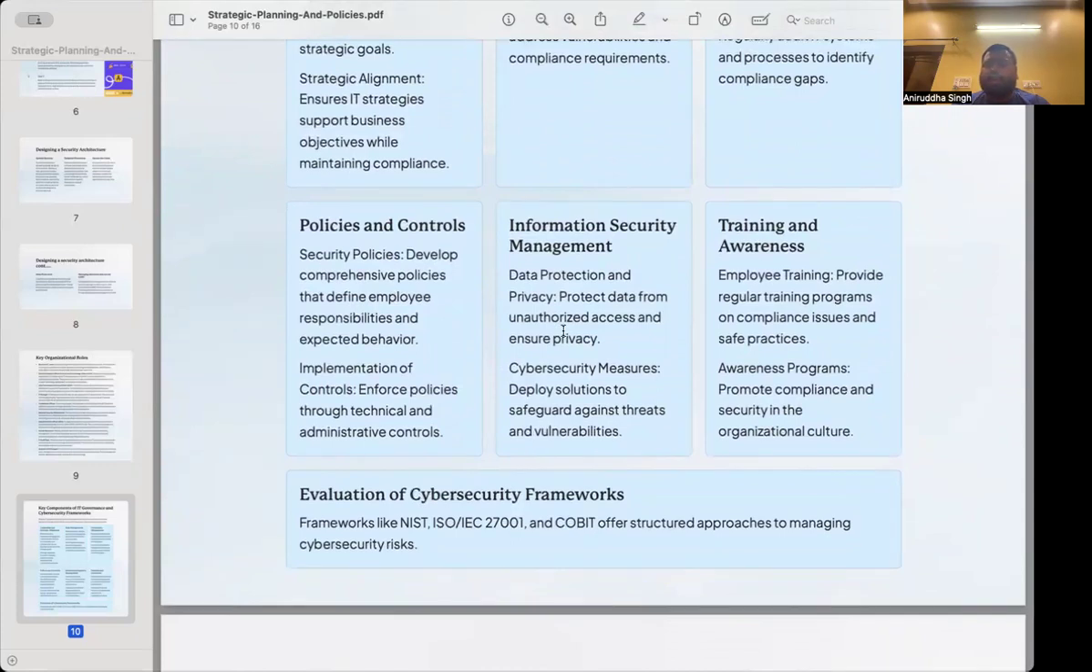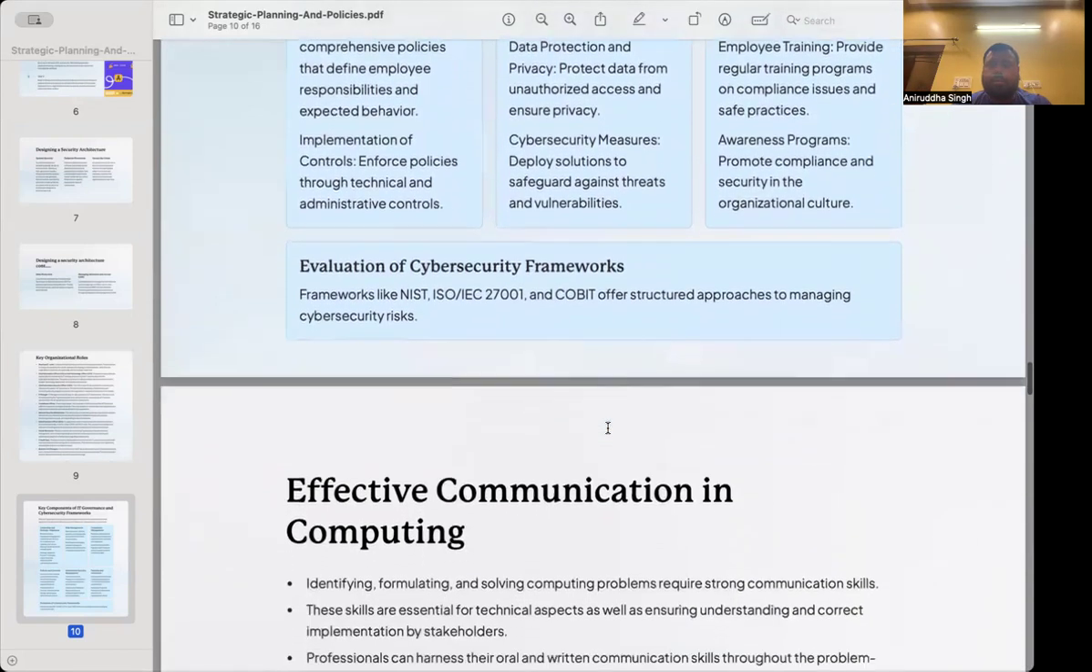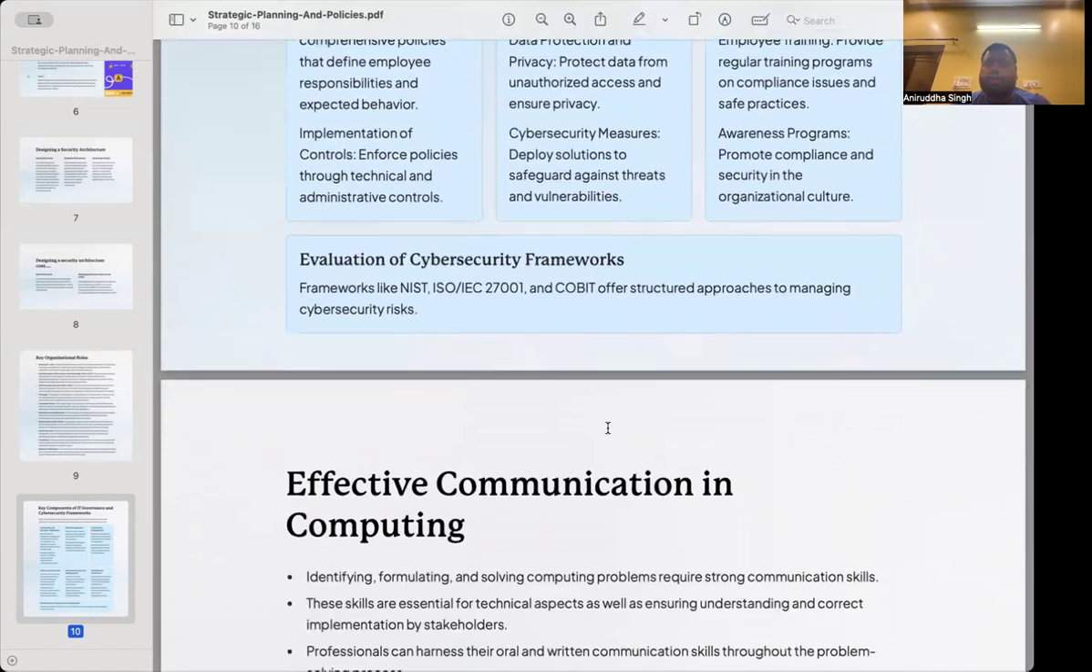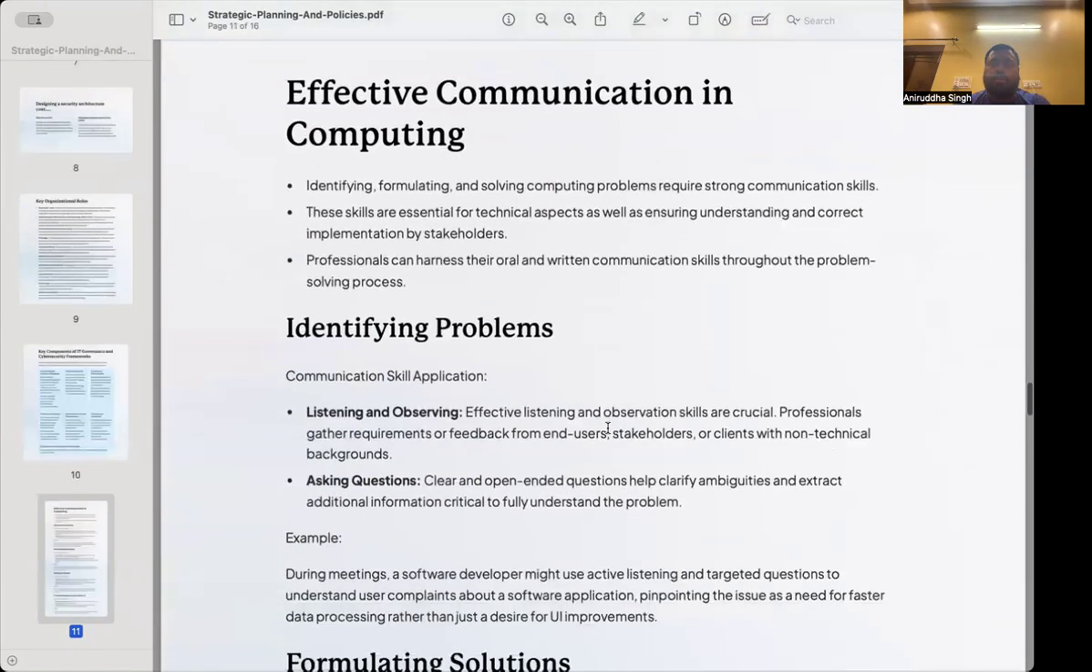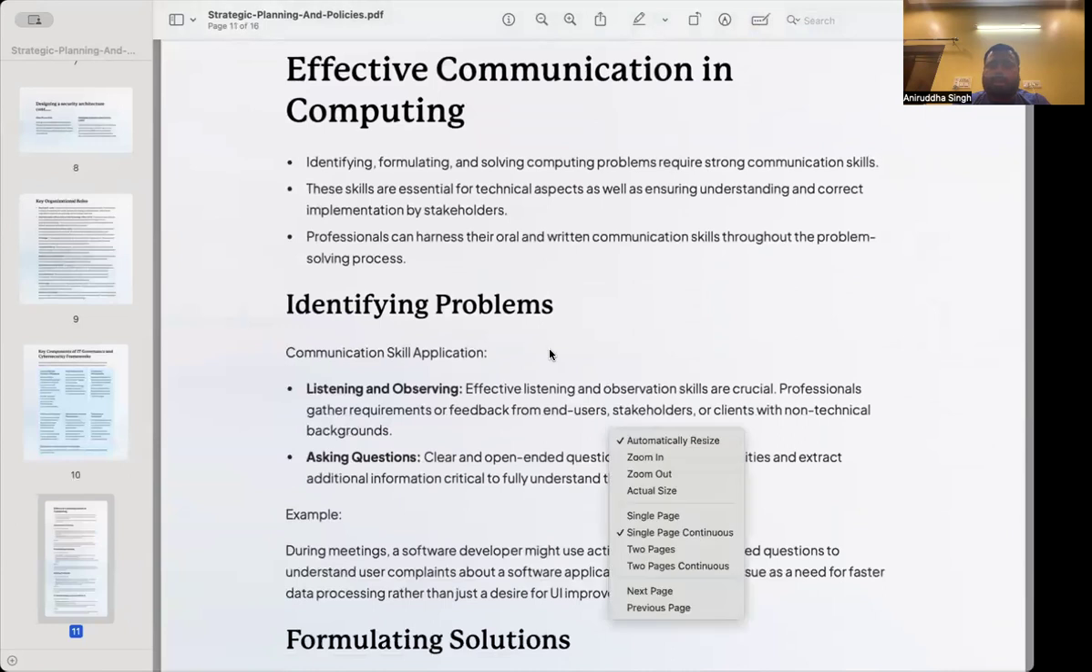Information security management is another key component. Protect data from unauthorized access to ensure privacy. Then we need to deploy solutions to safeguard against threats and vulnerabilities. Training and awareness: we need to conduct training programs on compliance issues and safe practices. There are certain frameworks like NIST, ISO/IEC, and COBIT, which are available as pre-built frameworks that we can use to manage cybersecurity risk. How can we use effective communication in computing?